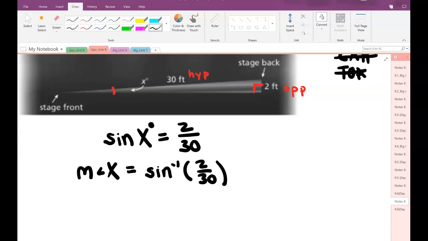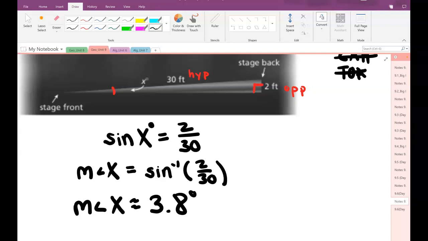Most calculators, if you just put in 2 divided by 30, it'll work out. So 2 divided by 30, just hit enter. If you want to put that as a decimal, then put it in. That works too. So you do that, and let's see what we get out. 2 divided by 30. Using inverse sine, we get 3.8 if we round to the nearest tenth. The measure of angle X, or angle of elevation, is about 3.8 degrees.